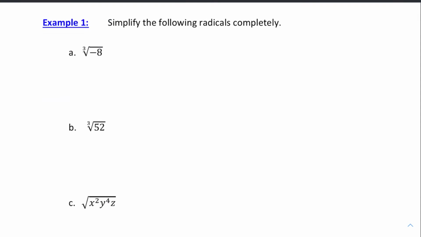If I'm going to simplify some radicals that aren't necessarily square roots, I'm still going to start by thinking about a factor tree. So if I'm doing the cube root of -8, I need a number that multiplied times itself 3 times gives me -8. And -2 does that.